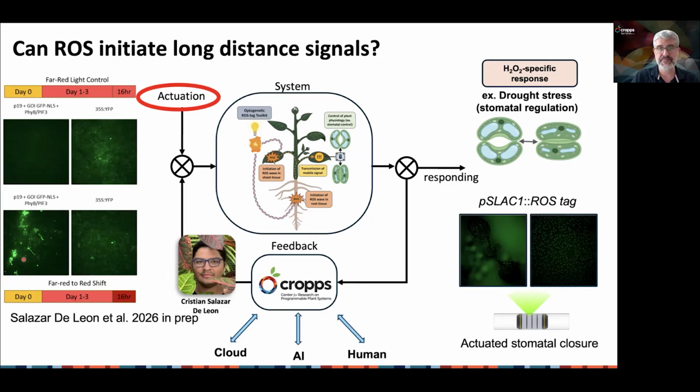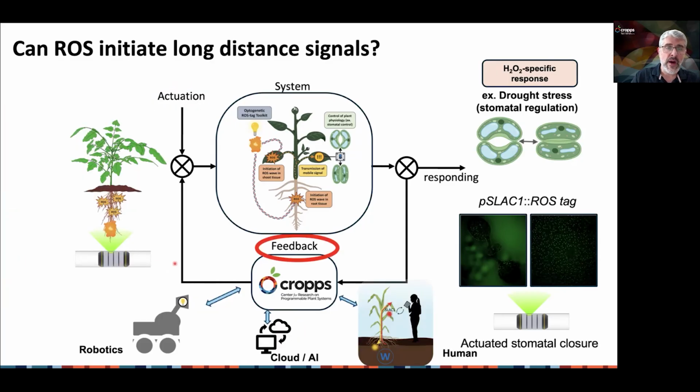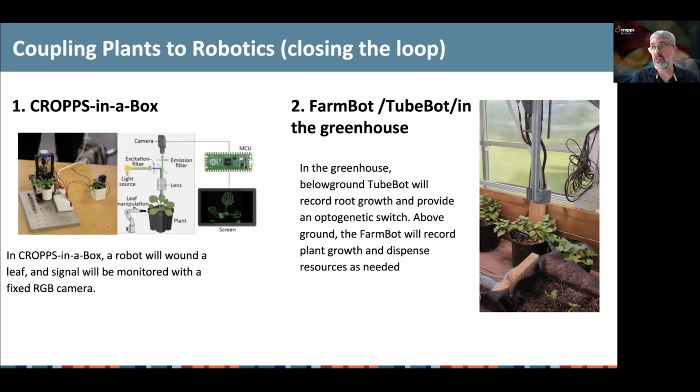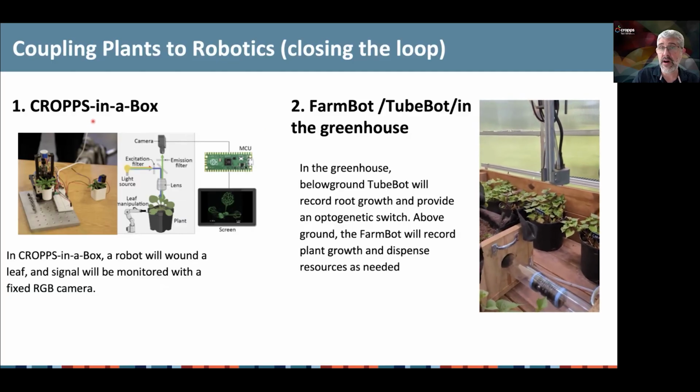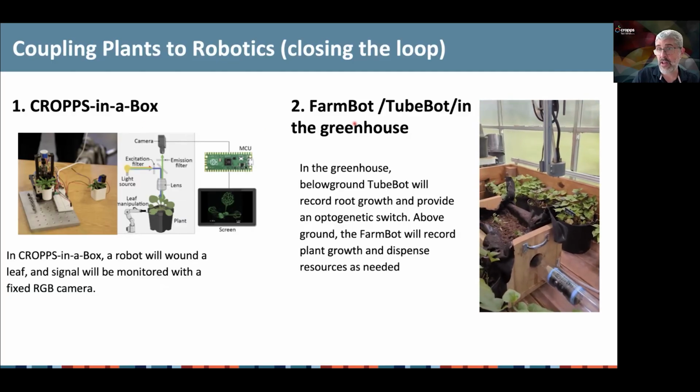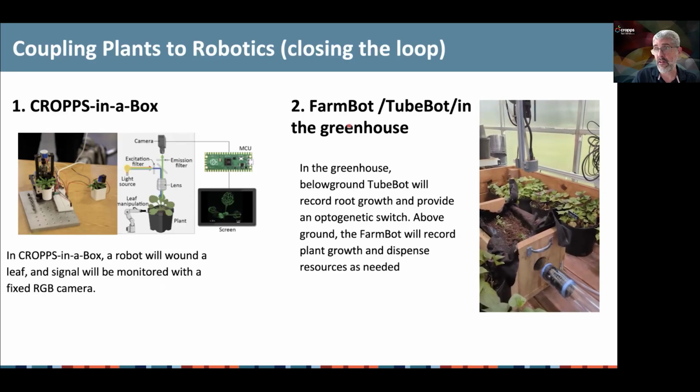And to close the loop, we are also adding automated interactions between plants and robots, both for the detection of the feedback in that loop and also to potentiate the long-distance signals through the activation of these optogenetic switches. So that's what I want to talk about next. It's closing the loop, and we're doing this in two ways in Exemplar 3. First with CROPPS in the box, and second with FarmBot and TubeBot in the greenhouse in the agronomic setting.